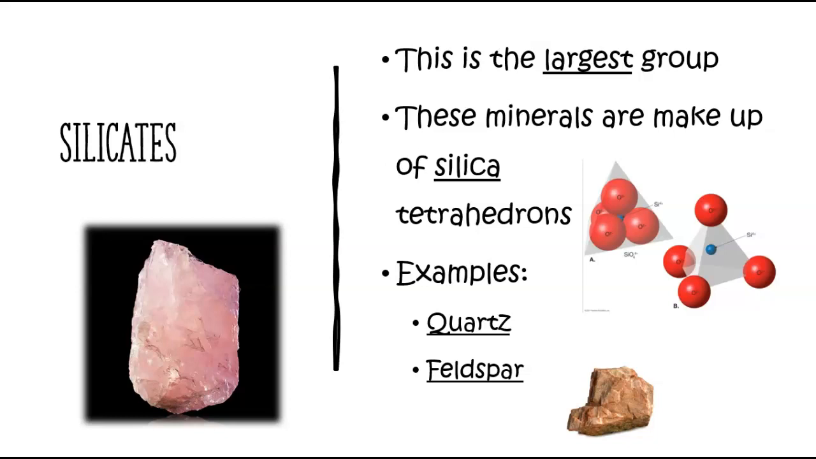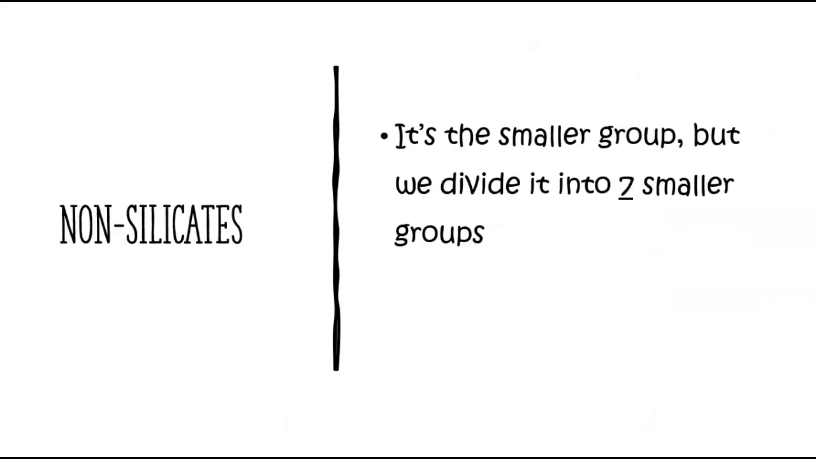All right. So some examples of silicates would be things like quartz. We've got a piece of pink rose quartz over here, although quartz comes in all kinds of different colors. And there's also a piece of feldspar down here, which is also a silicate. And again, there are a lot of different silicates. These are just two examples.